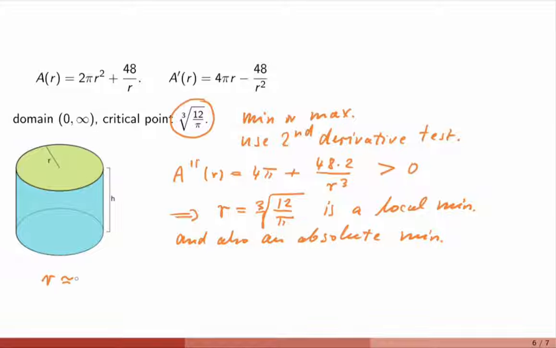Let's see what this is. So r is about 1.56 meters. And then the height, we still had the formula for the height from earlier, which is 24 divided by pi r squared. So sub in r squared to be 1.56 squared, and this gives you 3.126 meters high. So that's the dimension of your cylinder if you want to put in 24 cubic meters of seeds.